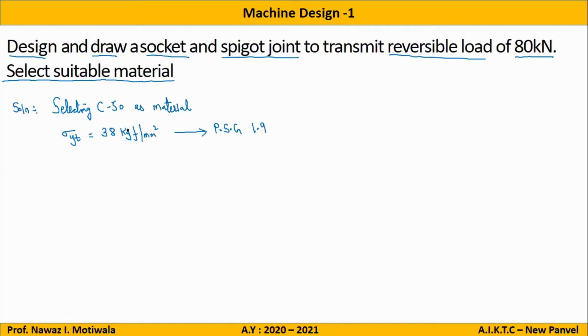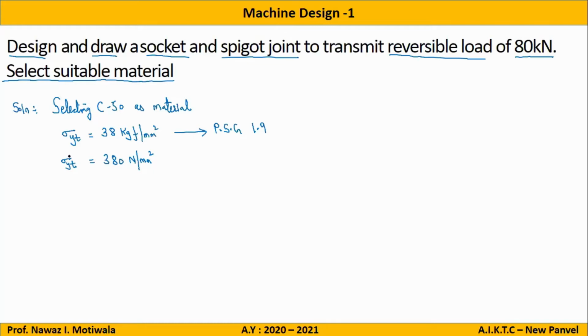Now, the unit, if you can see, is kgf per mm square. We don't work in kgf, we work in newtons. So it will be 380, just multiplied by 10, 380 newton per mm square. Actually, we need to multiply by 9.81, but approximately we multiply by 10. So I got sigma YT as 380 newton per mm square.